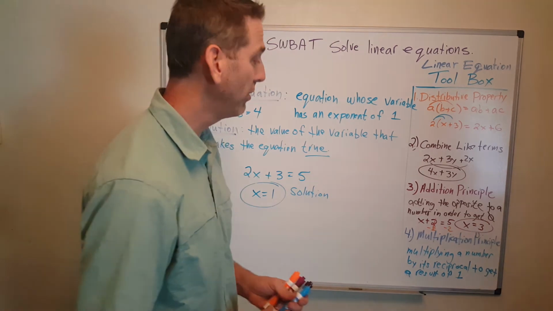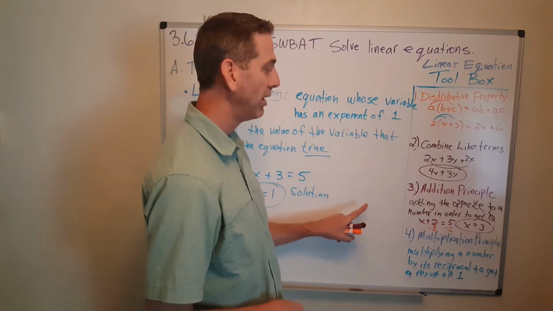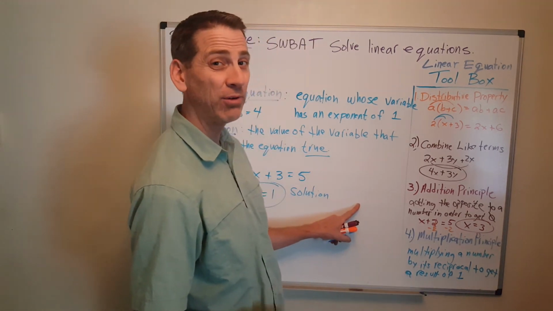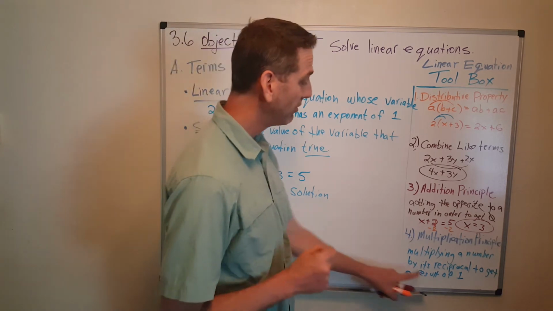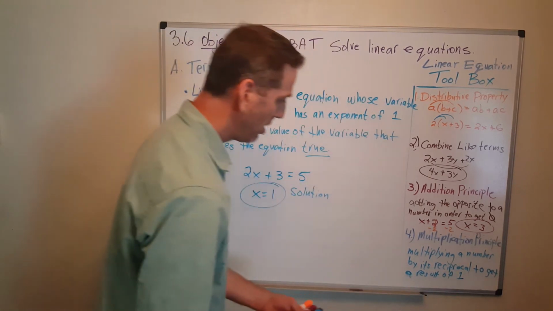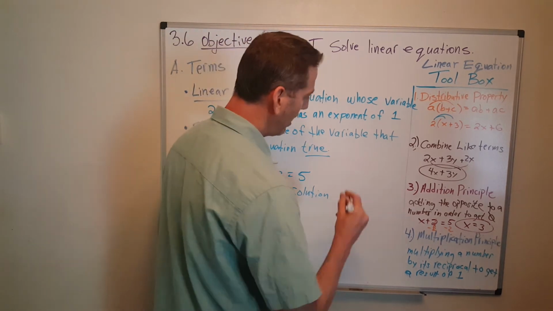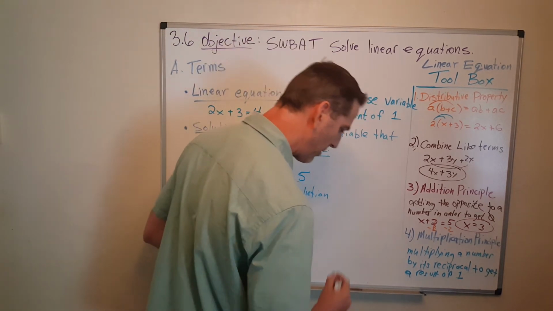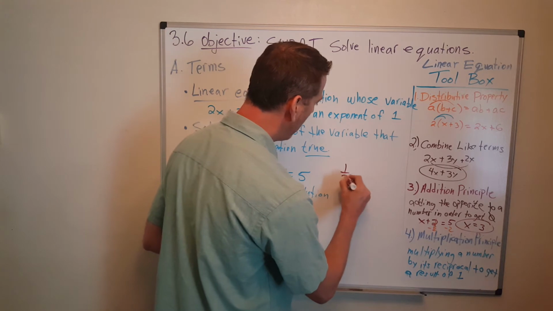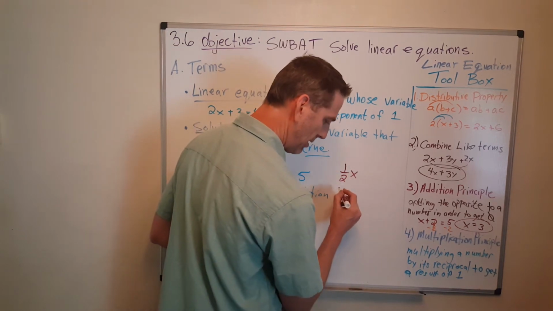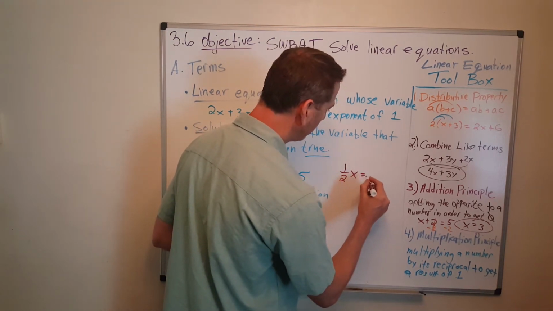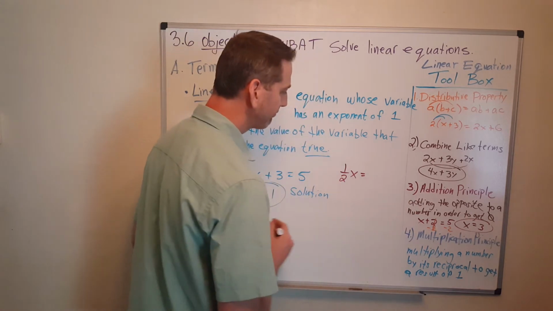Let me show you a couple of examples. I'm going to show it to you over here, because in my toolbox I've run out of room, but in your toolbox you have room. So in your toolbox, just write it down here. Okay, so for example, let's say I have 1/2 x equals 6.